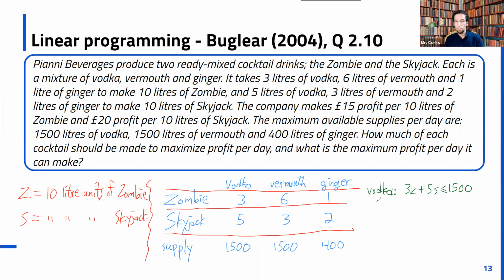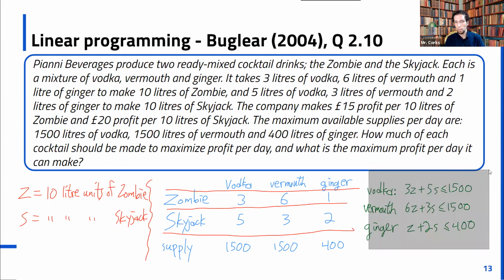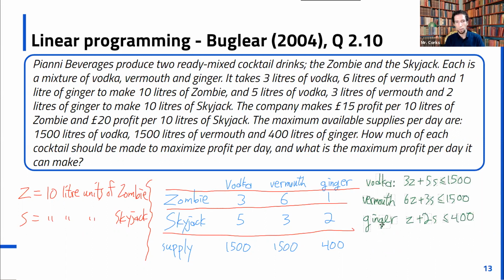And then we can do the exact same thing for the other two. So vermouth will be 6Z plus 3S less than or equal to 1,500. And ginger, Z plus 2S less than or equal to 400. All right, that is the setup. So that is actually the information. Sorry, there's one more thing that we need, but I'll take a moment to talk about the variables, and then we'll add the last part here.